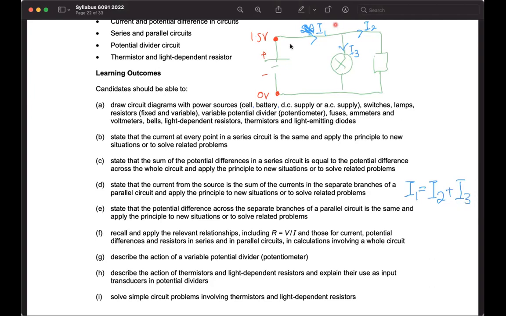So if this is 3 ampere, and the current that goes through the resistor is 2 ampere, you're only left with 1 ampere. That 1 ampere goes through the bulb.